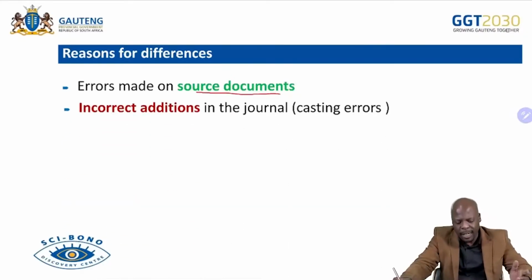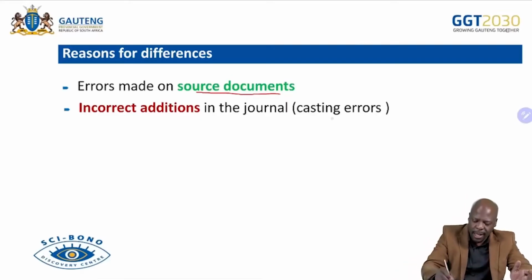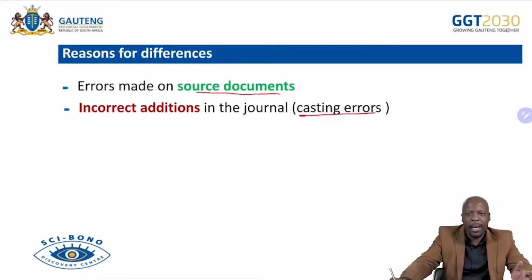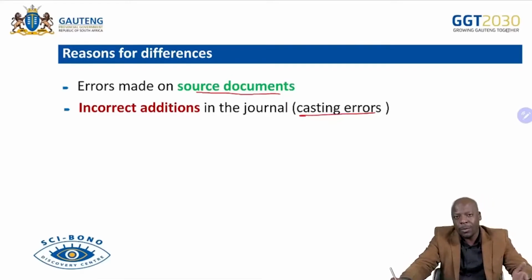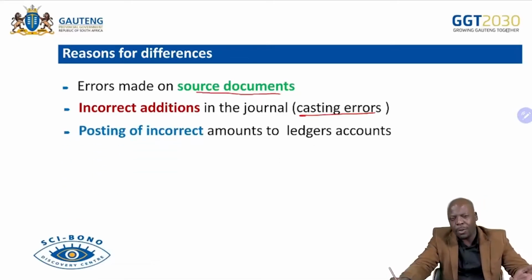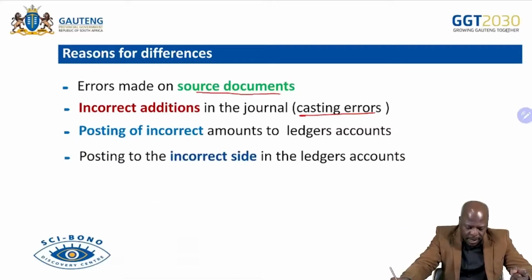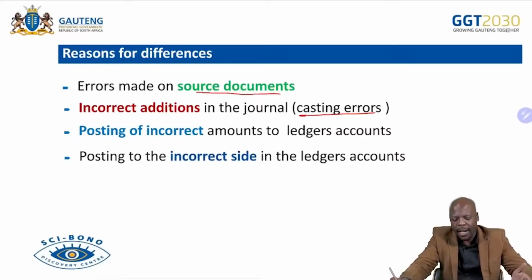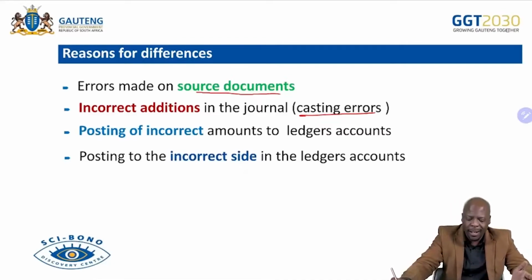Now, incorrect addition in the journal, that is casting errors. Okay, casting errors simply means addition errors. Once we add incorrectly, we're going to have differences, as well as posting of incorrect amounts to the ledger accounts. Once we post incorrect amounts, we will definitely have differences. And posting to the incorrect side in the ledger account.